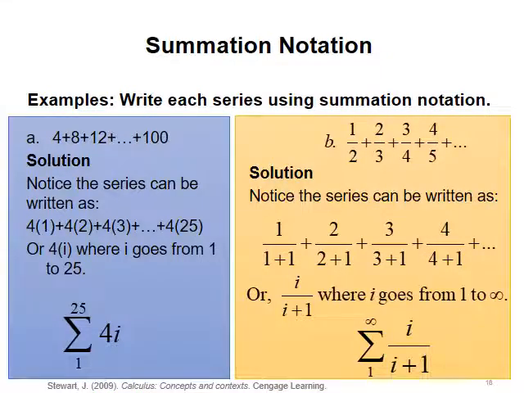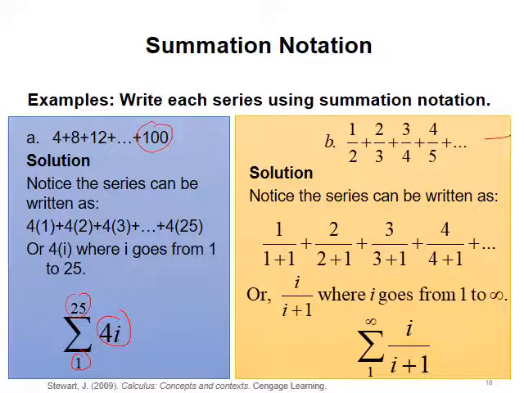Have a look here. Write the series using summation notation. This is 4, 8, 12. As I mentioned before, we can write it as 4i, because 4 by 1, 4 by 2, 4 by 3, and so on, up to 100. 4 by 25 gives 100, right? This means that the summation is from 1 to 25 of 4i or 4n.